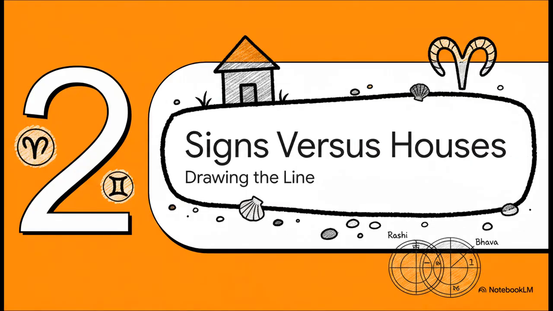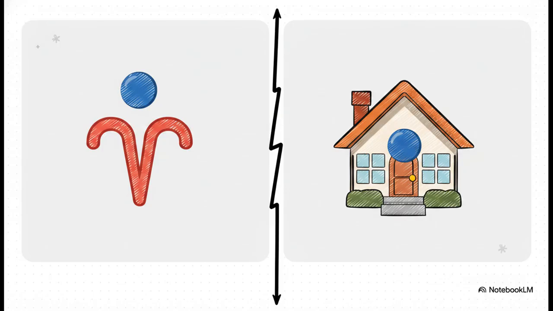Okay, moving on to part 2, signs versus houses and drawing the line between them. We really need to internalize a foundational rule here. The Rashi chart tells you where planets sit in specific signs. Aries, Taurus, Gemini. Think of this as the general neighborhood, or your zip code. The Bhava chart, on the other hand, tells you where planets sit in houses. First house, second house, third house, and so on. That is your actual street address. So the absolute golden rule to remember: Rashi equals signs, and Bhava equals houses. They are absolutely not interchangeable at all.